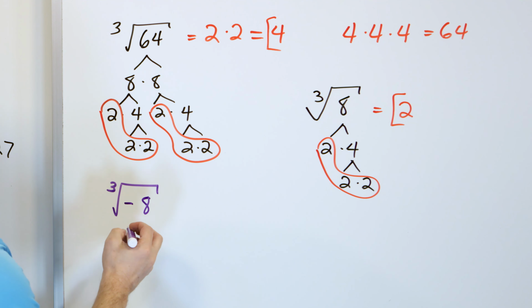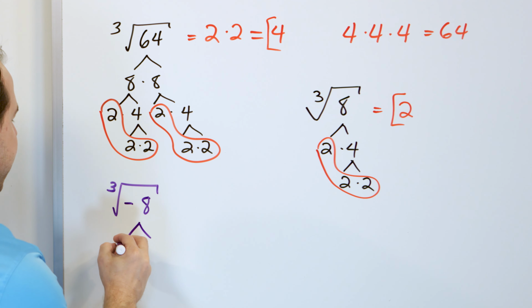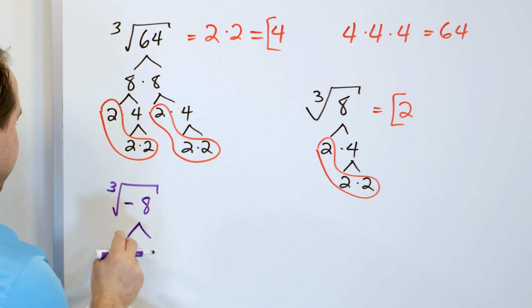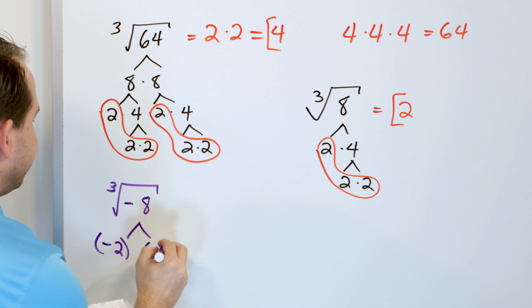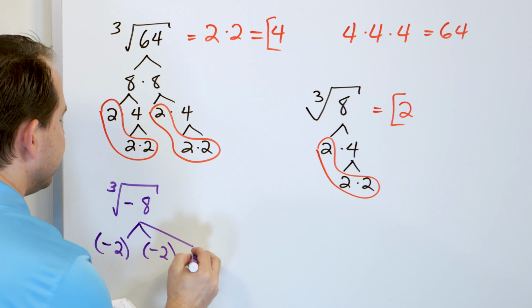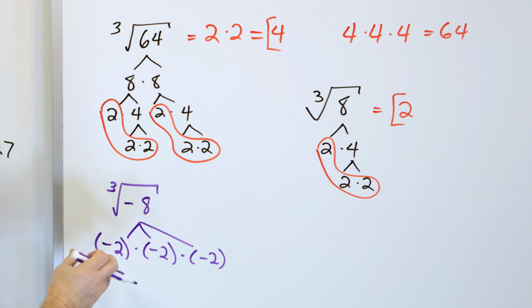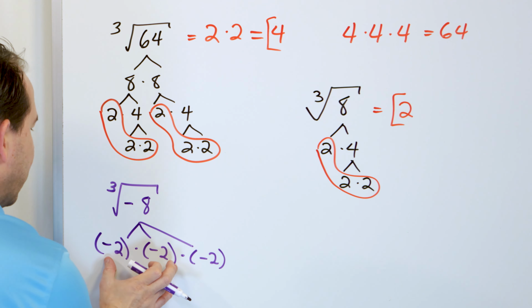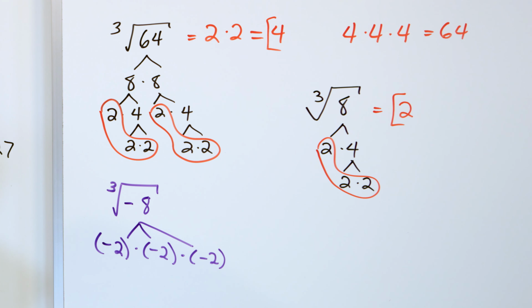Let's see how we do it with a factor tree. What times what can give me negative 8? Well, probably the easiest way to do it is to say negative 2 times negative 2 times negative 2. That can give me negative 8. Why? Because negative 2 times negative 2 is 4, and then positive 4 times the negative 2 again can give me the negative 8.